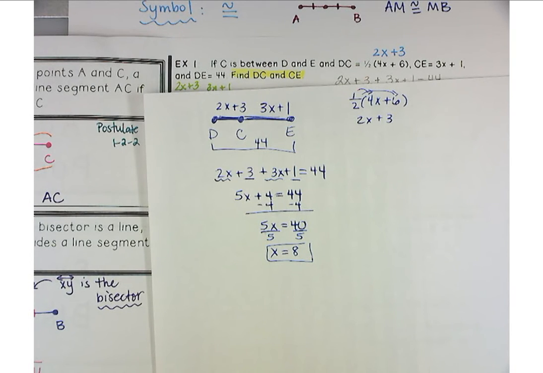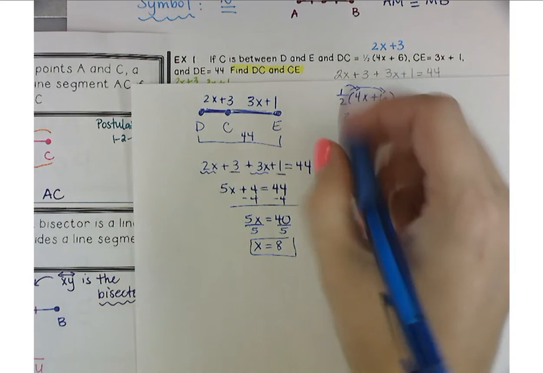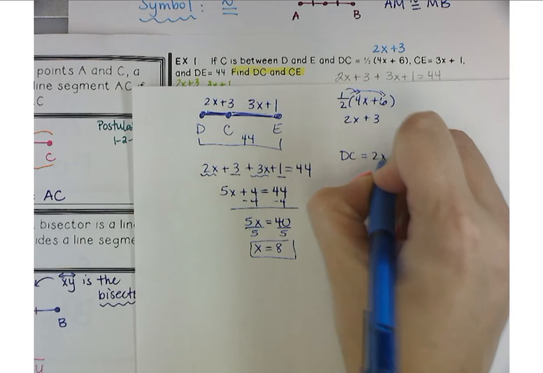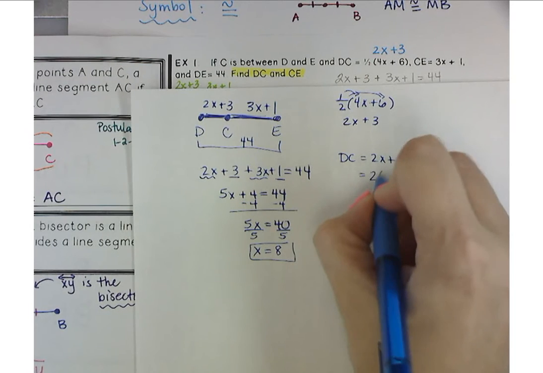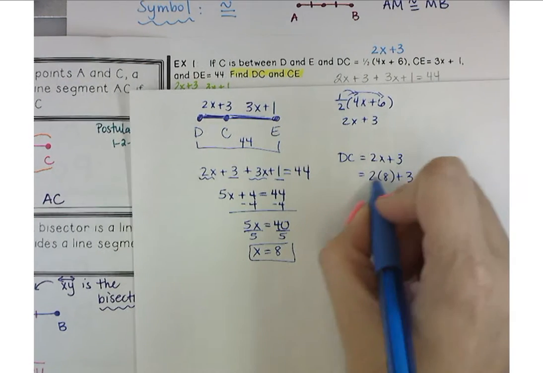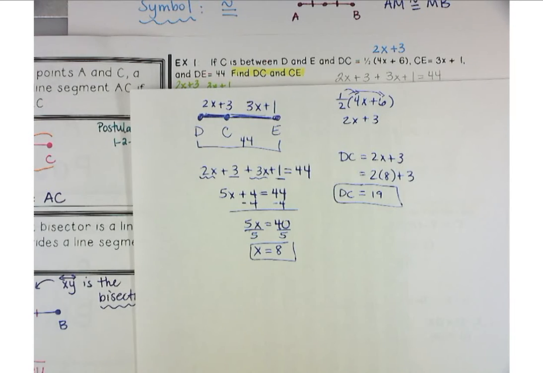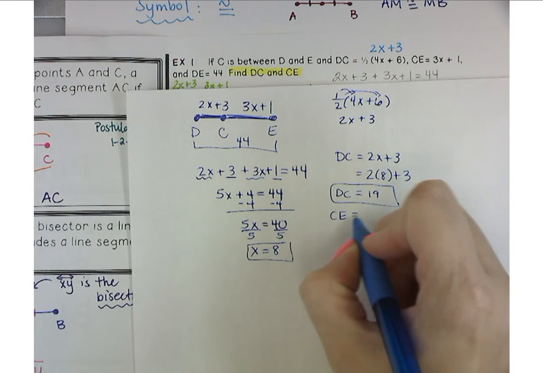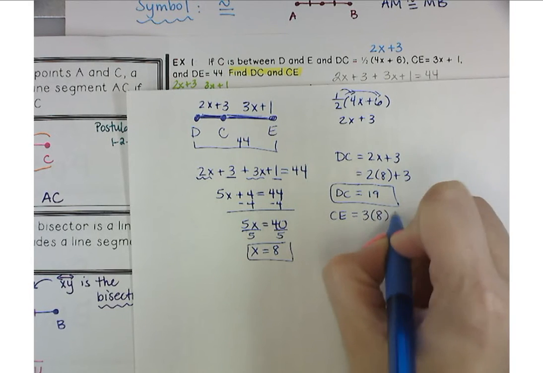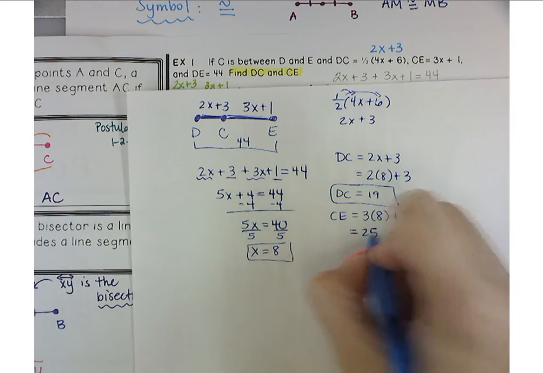Now I found x, but that's not what the directions are asking me to do. They're asking me to find DC. So remember that DC is equal to 2x plus 3. But don't I know what x is now? Yeah, it's 8. So 2 times 8 plus 3 is 16 plus 3, which means DC is 19. And then I can do something similar for CE. CE is 3x plus 1. Well, I know that x is 8, so I'm going to substitute that back in to find CE.